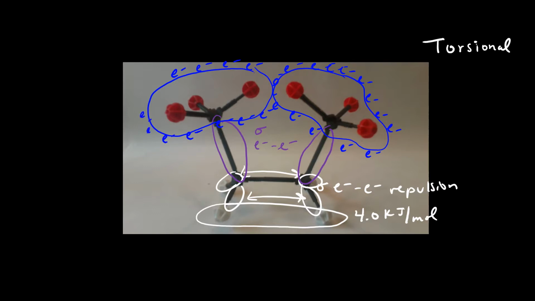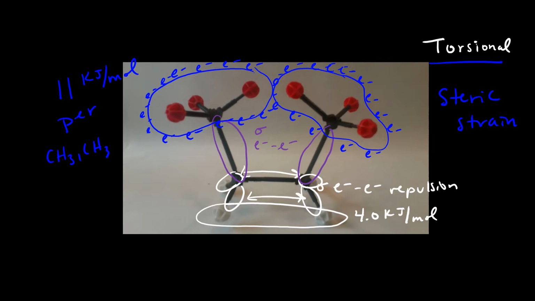This type of strain is a new type of strain, and it is called steric strain. And it's for that reason that with the methyl-methyl eclipsing, you not only have torsional, but you have steric strain as well. And so it jumps all the way up to 11 kilojoules per mole per methyl-methyl eclipsing interaction. And so this is a second type of strain that is present when you have anything that's larger than a hydrogen atom. You now have to consider not just torsional strain, but also steric strain.